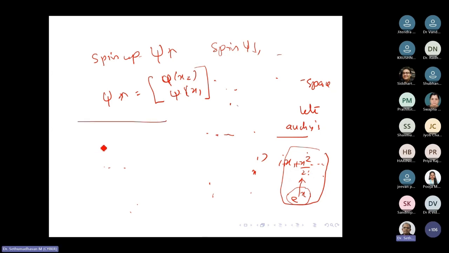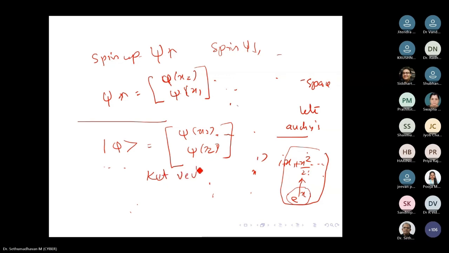Now let me explain another variable. This is a wave function. This is like a ket, psi x1, psi x2. This is a ket vector. A ket vector is basically a two-dimensional vector. Only two dimensions are there.